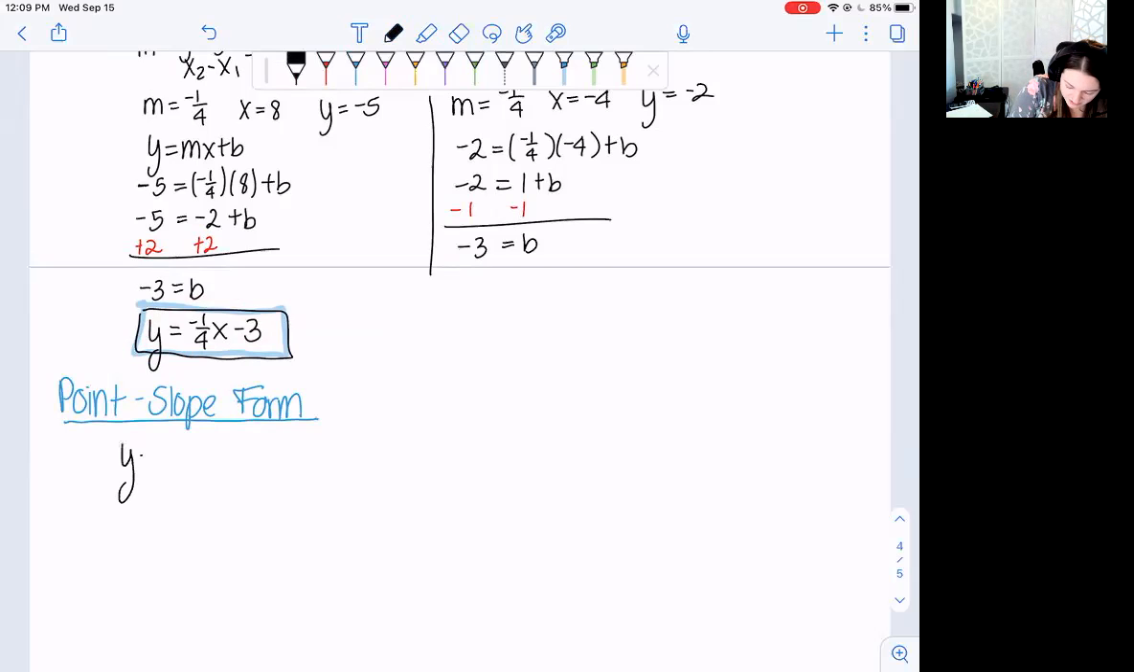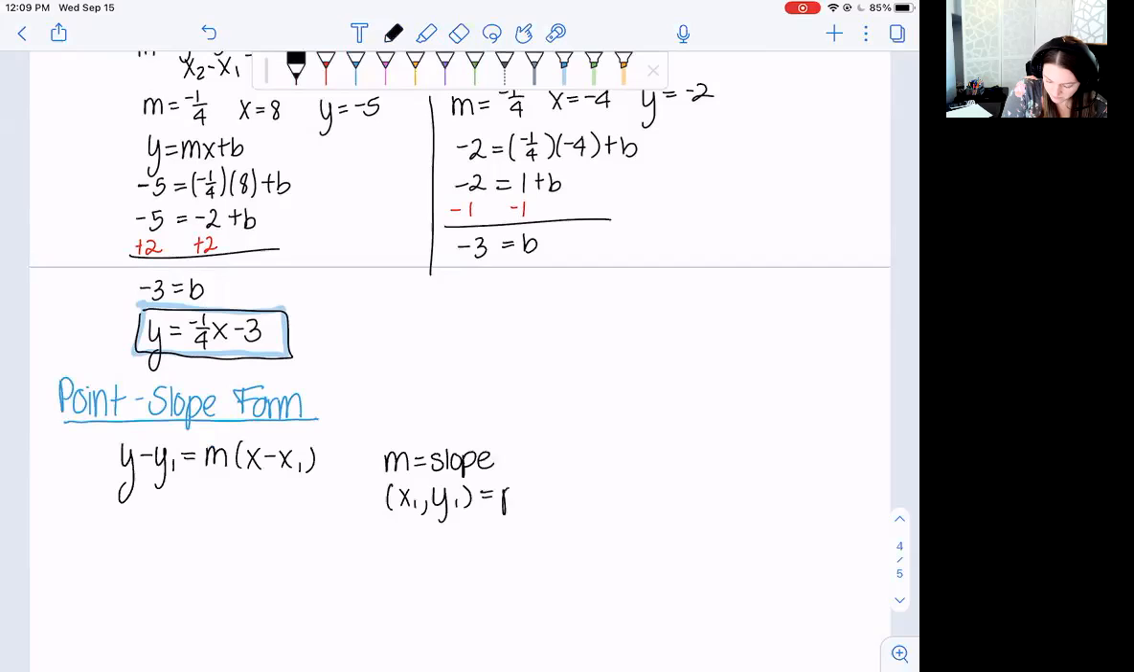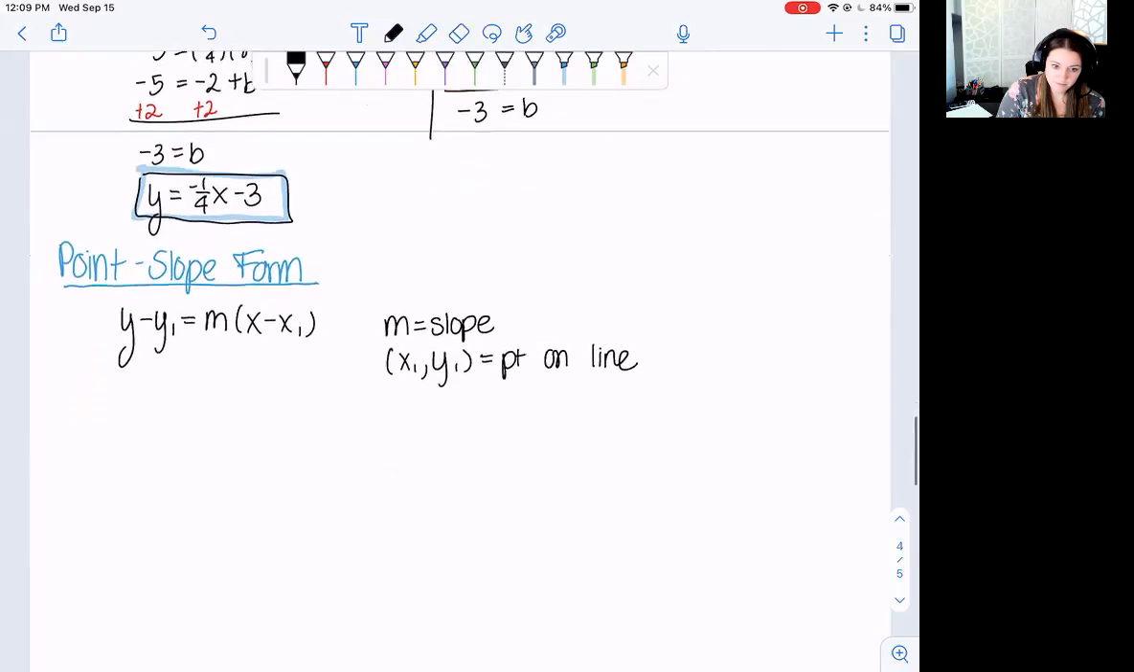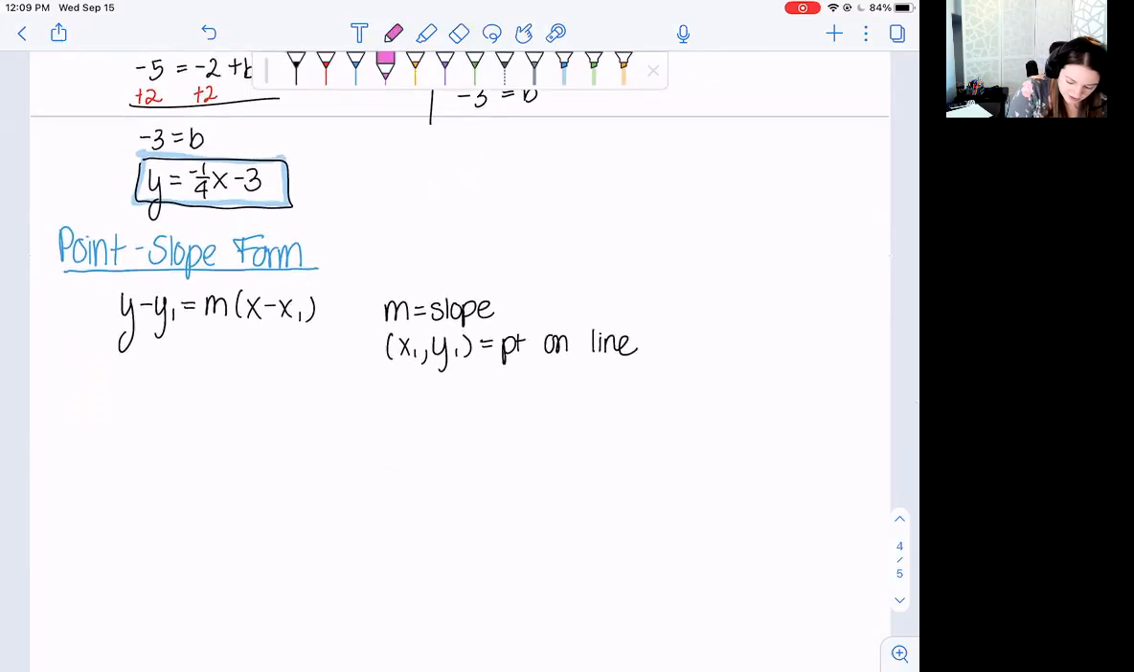So point slope form is y minus y1 equals m times x minus x1, where m is once again the slope and x1, y1 is a point on the line. And I'm going to do an example so that you can see that it's not as gross as it looks.